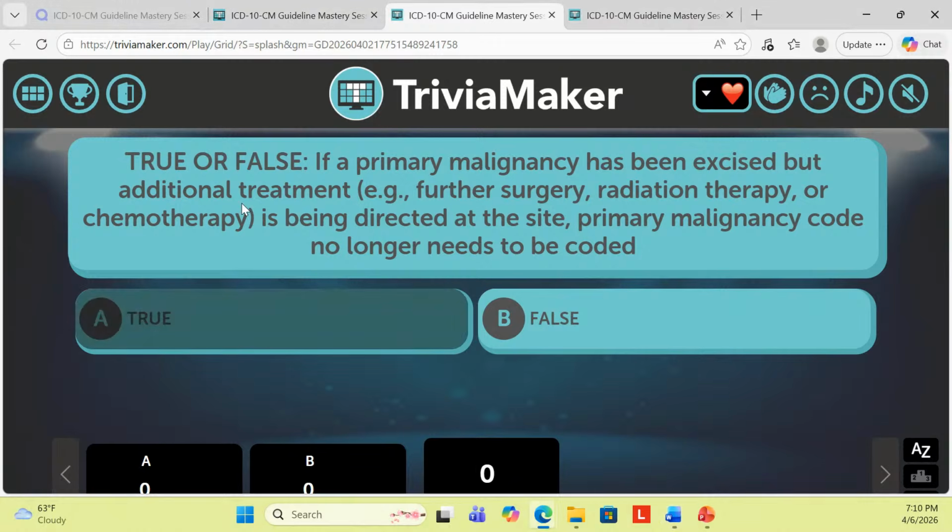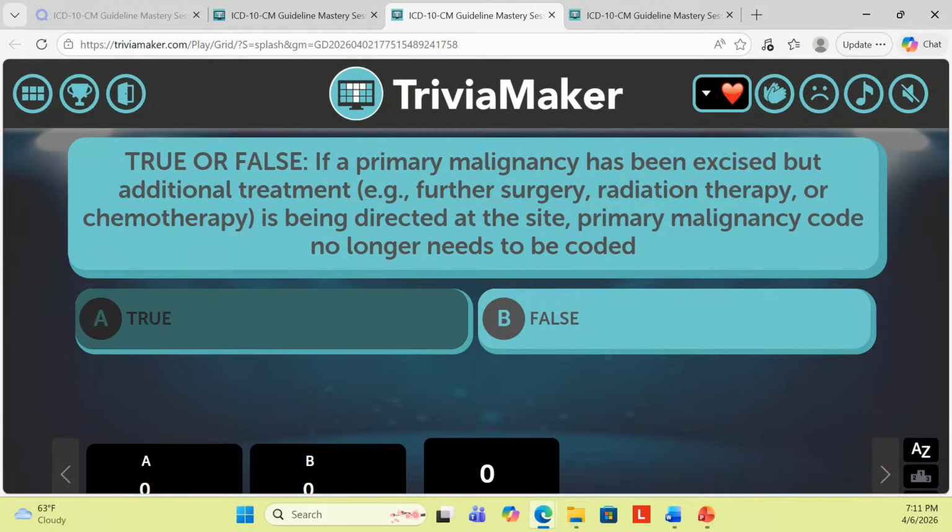So this one is going to be false. So yes, if you go again in the guidelines section, it says if a primary malignancy has been excised but additional treatment like further surgery, radiation therapy, or chemotherapy is being directed at the site, you are still going to assign the primary malignancy code until all the treatment is completed. So you are still going to be coding for that primary malignancy code.